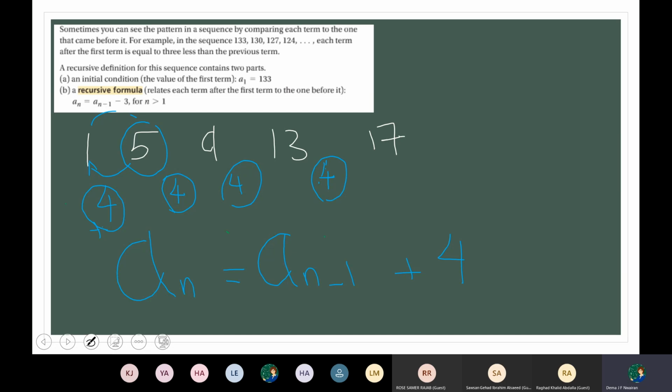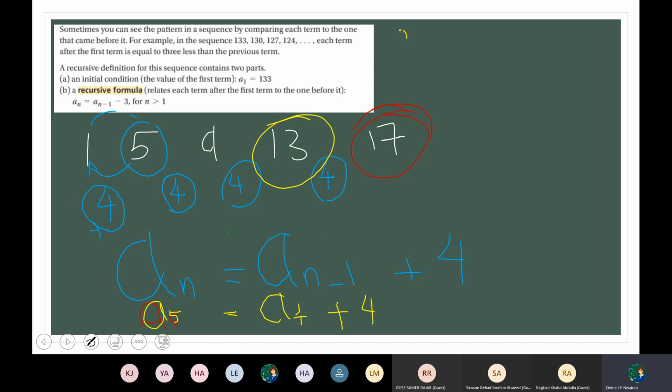I will repeat. Look at the 17 here. This 17 is A sub 5. So I will try to find A sub 5 by what? As I told you, by using the previous term. So it will be A sub 4 plus 4. A sub 4 here is what? 13 plus 4 is 17.